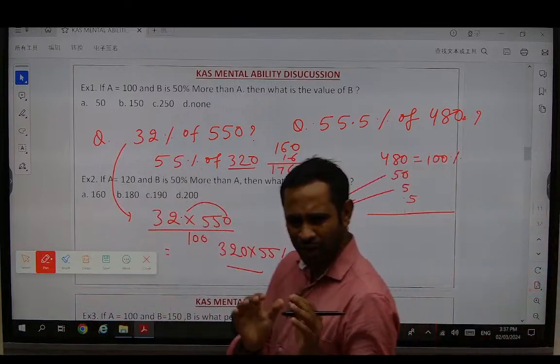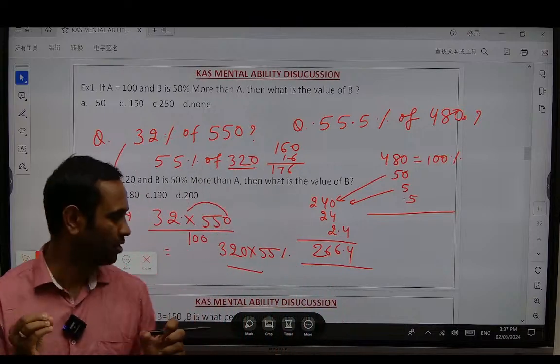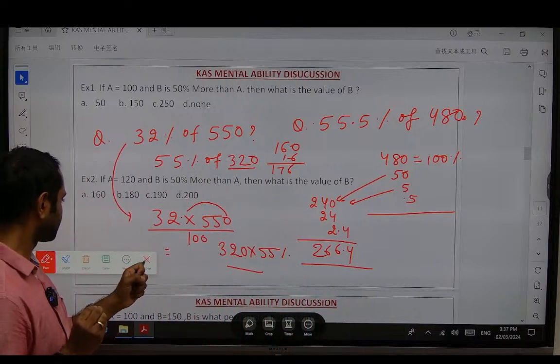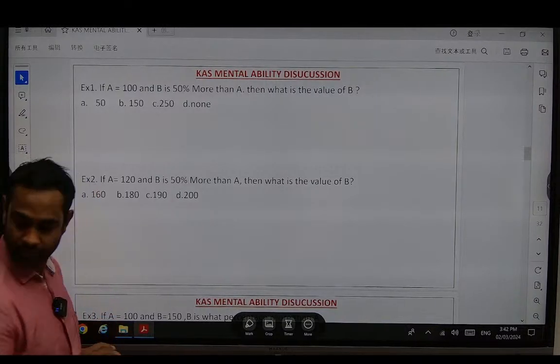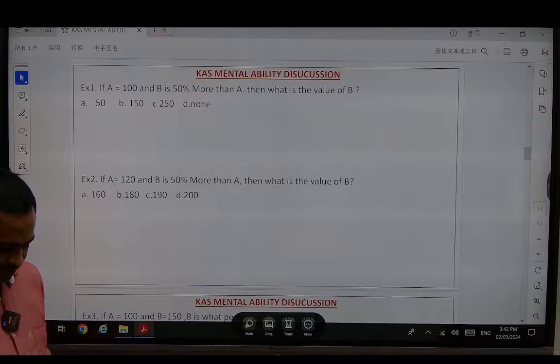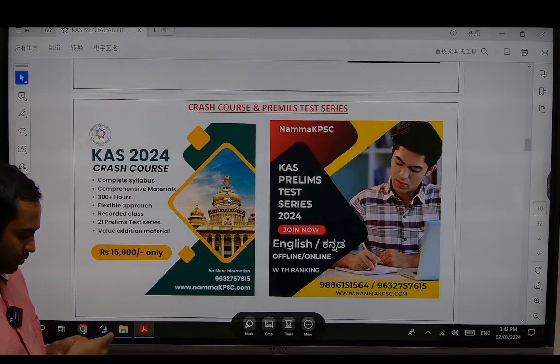Correct. So you have to start thinking a bit for the questions. Clear? Yes or no? Okay. Now we will move to the next question.